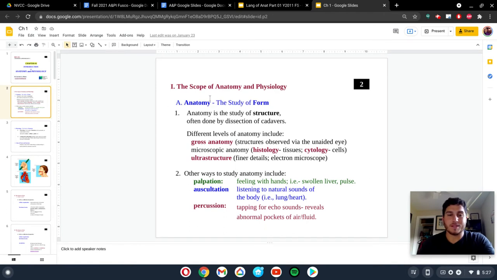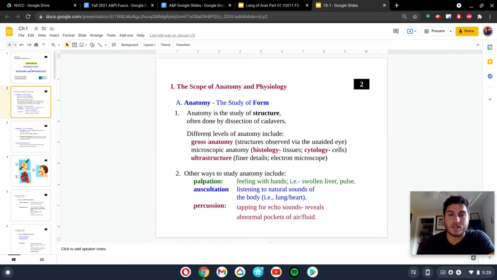So, what is anatomy? Anatomy is the study of the form of something, or the structure. That's typically the way we look at it. There's structure and there's function: the way something looks, the form of it, and the way it actually works. Anatomy means structure. There are different levels of anatomy that we could talk about. It's nice to understand the differences.